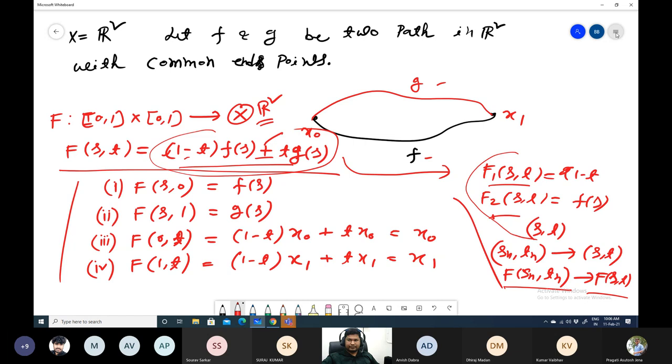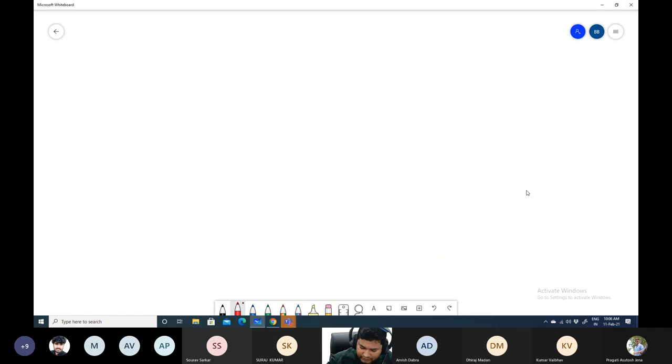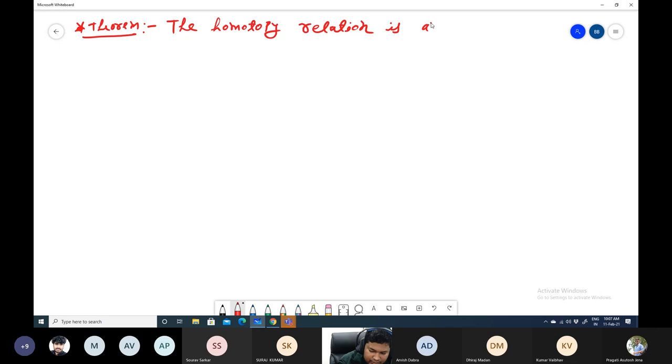Now there is another interesting theorem. This was also proved in the last lecture. You can say, theorem: the homotopy relation is an equivalence relation.